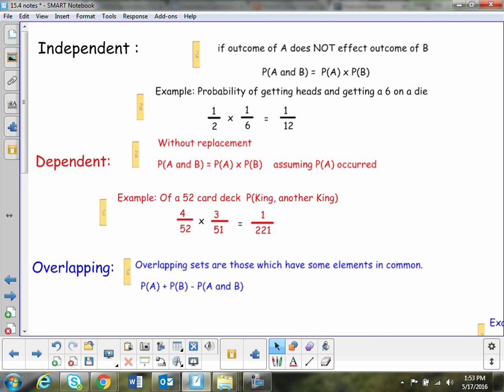How many kings are there, y'all? 4. So what's the probability of drawing a king? 4 out of 52. Then drawing another king. Well, you got that king already. How many kings are left? 3. How many total cards? 51. So getting a king and then another king right after that is 3 out of 51 times 4 out of 52. You multiply that, and it'll end up reducing to 1 out of 221. It's 12 over whatever 52 times 51 is. So 1 out of 221 chances.